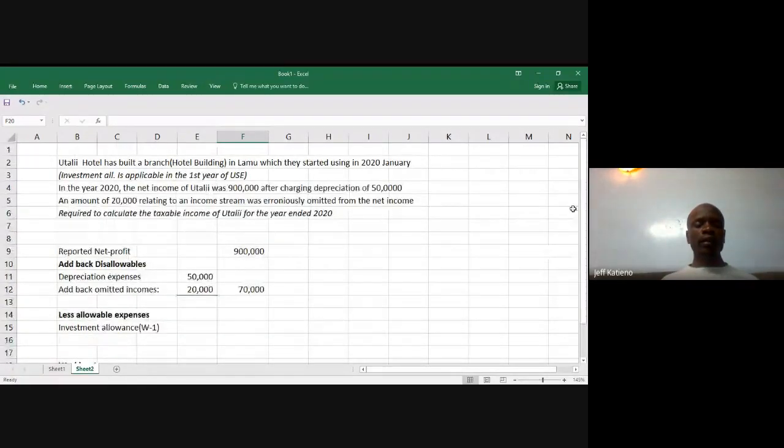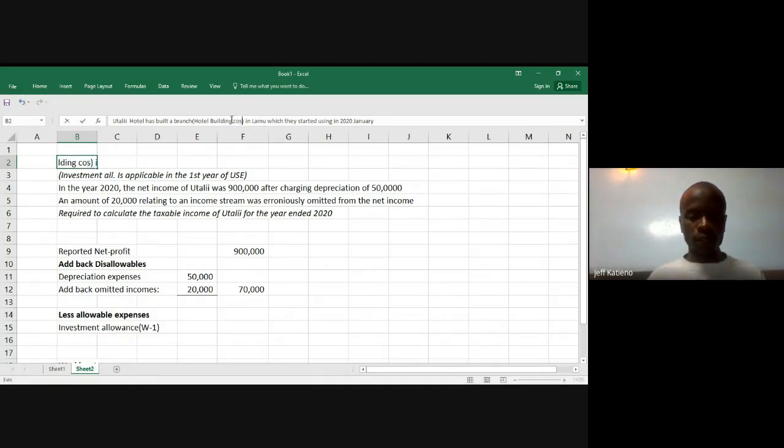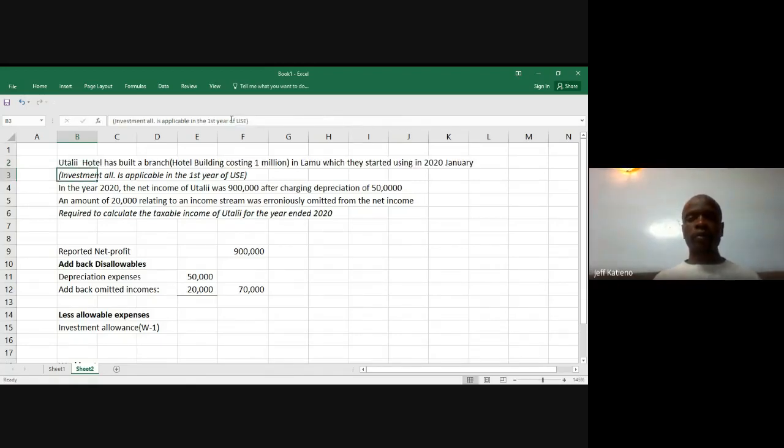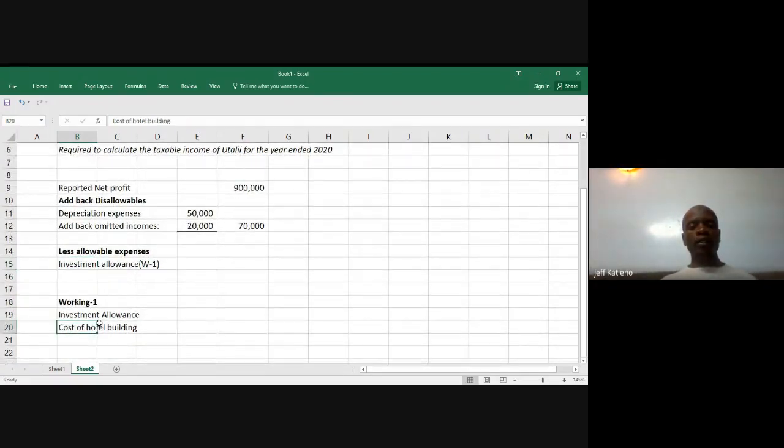Utali has built a branch in Lamu, which they started using in January 2020. I didn't mention the cost. So Utali has built a branch, a hotel building costing 1 million. Let me just use 1 million. Since we know the cost now, the cost of the hotel building is 1 million.